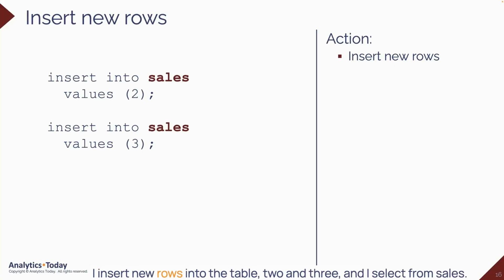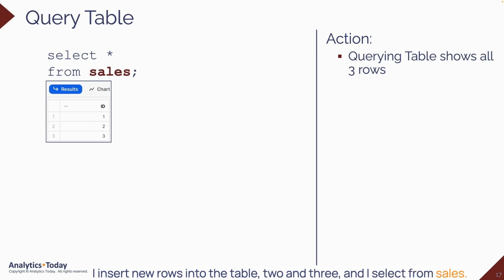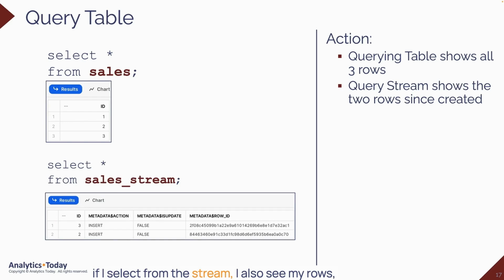If I insert new rows into the table, 2 and 3, and I select from sales, I now see my 3 rows. If I select from the stream, I also see my rows, but I also see a couple of bits of metadata. And this is the rows since the stream was created. Remember, I'd already inserted one row, and then I created the stream and inserted the next 2 rows. And you also have this metadata down here saying what the action was and a unique identifier.